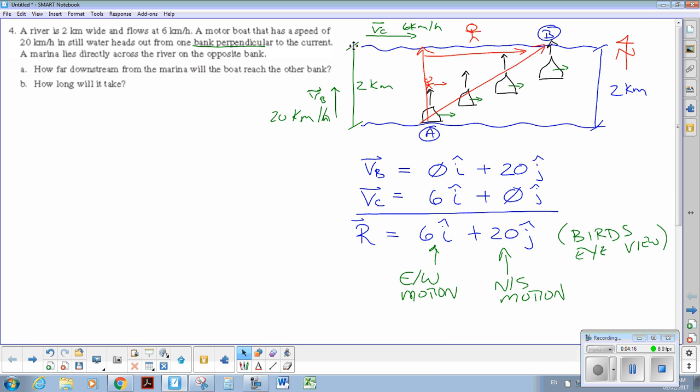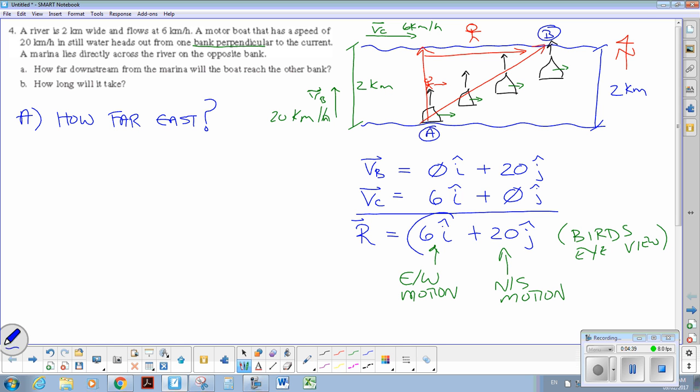So all this is preamble to answering the actual question itself. So A, how far downstream from the marina will the boat reach the other side of the bank? Well, all we're wondering is, how far east did it travel? That's all that question is asking. So how far east? Well, all we need then is our east-west component. All we need is that 6i, and we just do our d equals vt. So we want to know how far downstream, if the stream carried it at 6 kilometers per hour, but I'm missing a time. So it's kind of a two-part question, and unfortunately this is the second part.